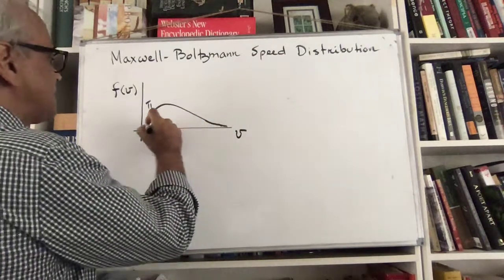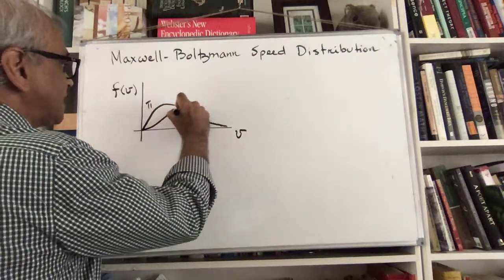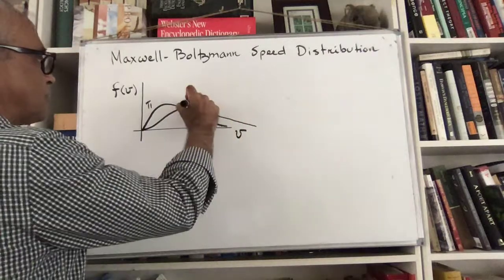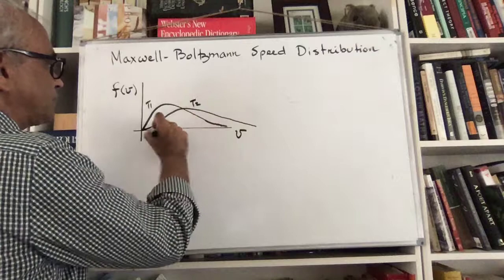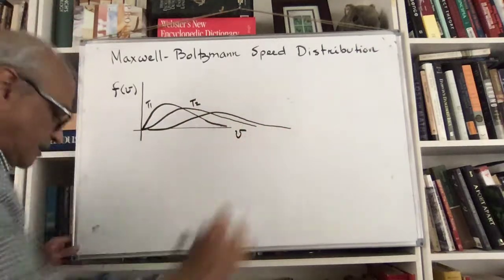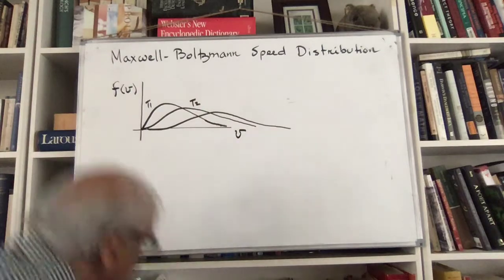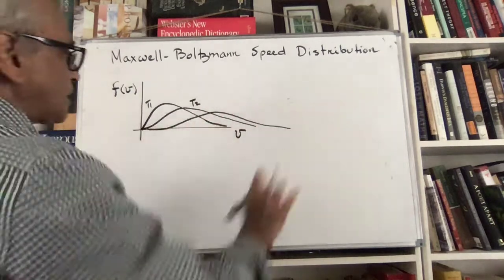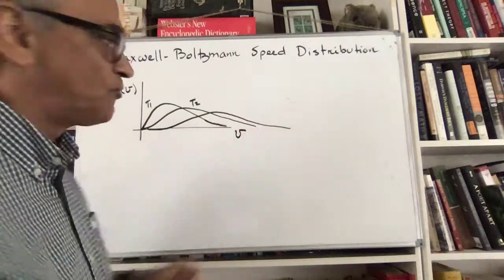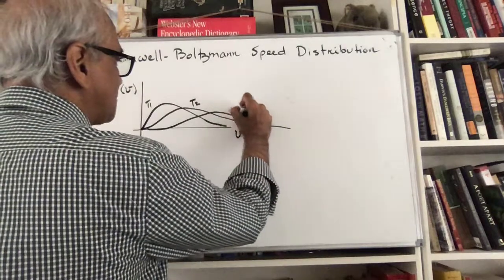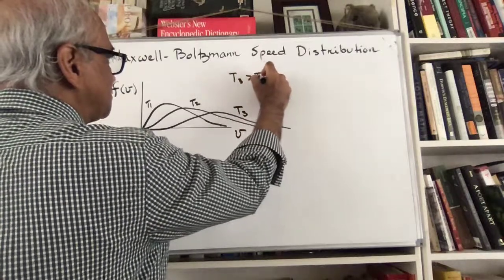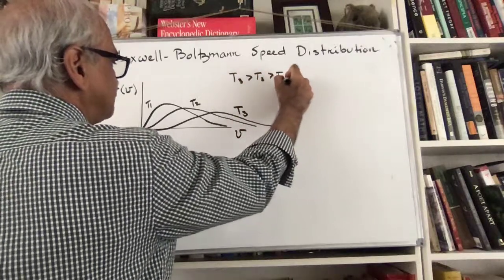And then you increase the temperature. What happens is that this entire thing starts to shift to the right. So then this is T2, and you increase the temperature again, it shifts, and gradually this one moves to the right. So the most probable velocity will start to move to the right. In this case, we have T3 is greater than T2 is greater than T1.